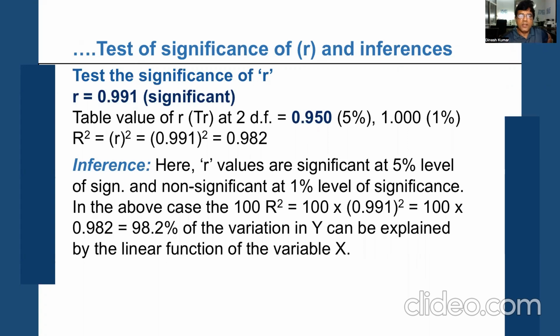Now, what is the inference? Here, r values are significant at 1% level of significance. If you consider the table value as 1, then it is non-significant. If it is less than 0.991, then it is significant. So in the above case, the correlation coefficient was 0.991. You can square this value and you get 0.982. That means 98.2% of the variation in Y can be explained by the linear function of the variable X.